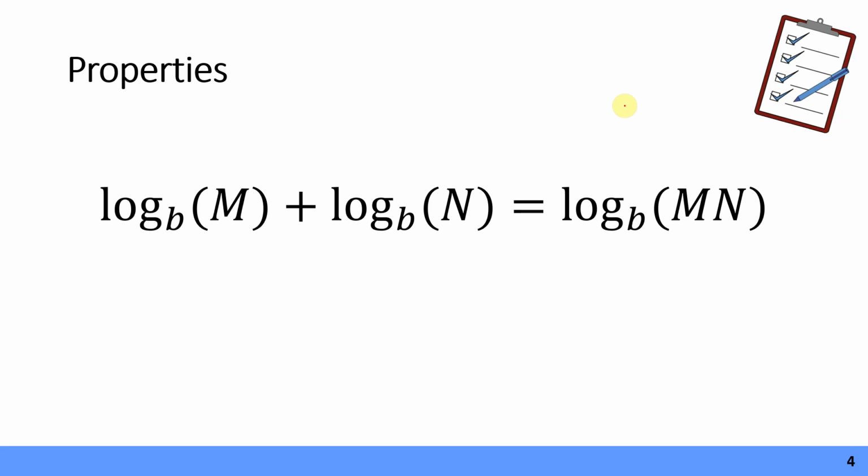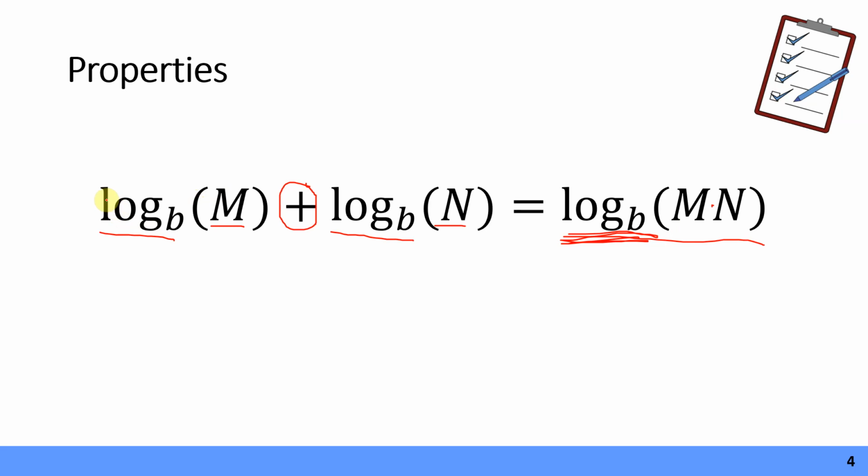Whenever you have 2 logs that have exactly the same base, and this is very important, you can only do this with logs that have the same base, and they're being added, you can squish them together, which I really like. You just write the log once, and whatever was inside the logs goes together and multiplies. This is a nice property because we can start doing shortcuts. Instead of having multiple logs, we can squish them into one. Just remember, when they're being added, they multiply.